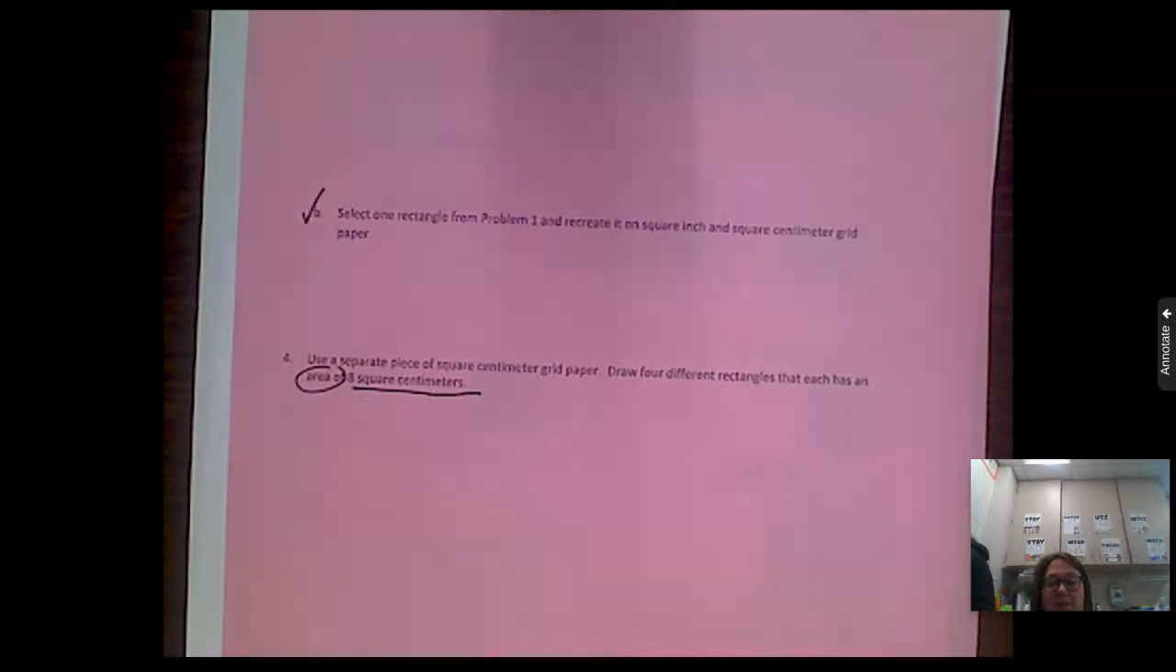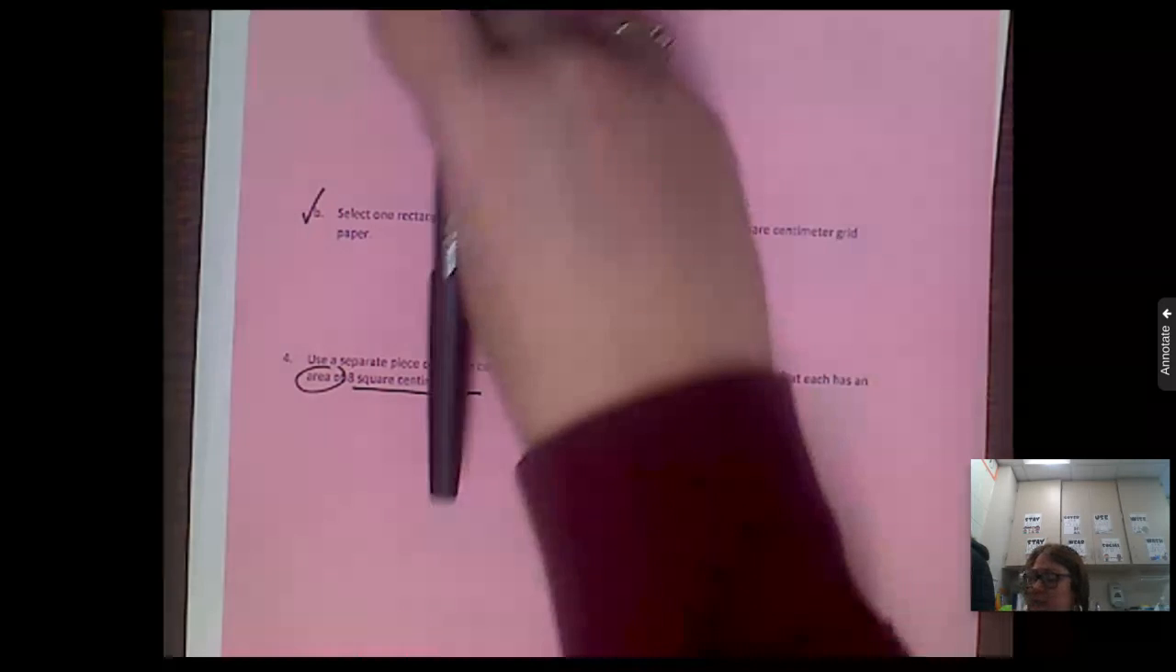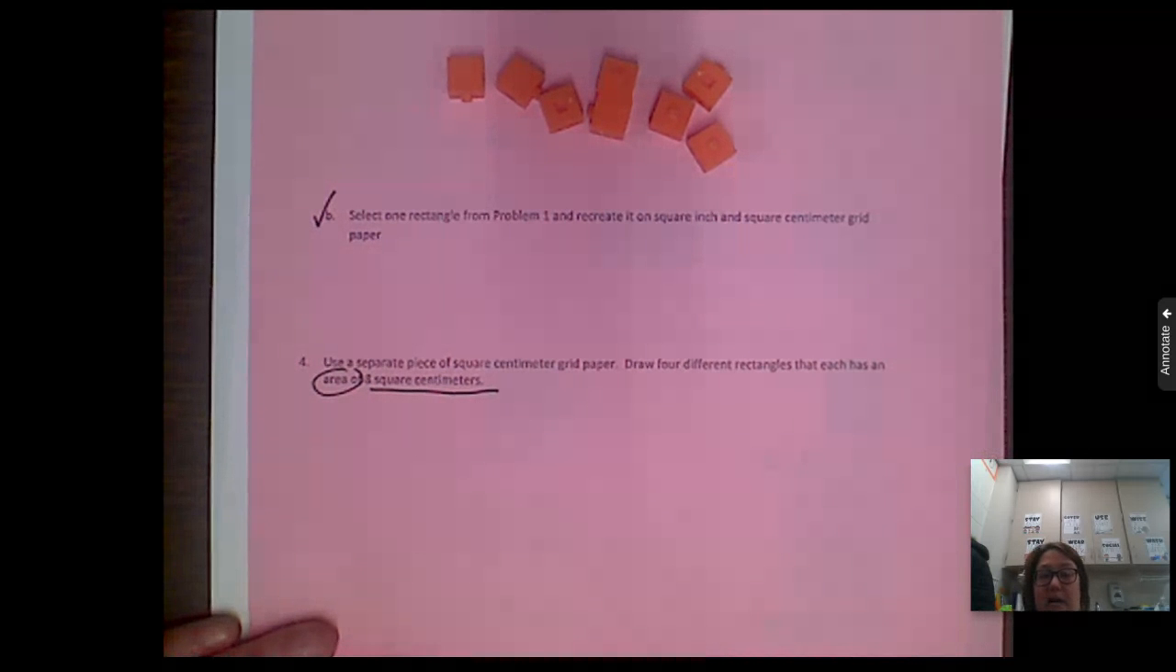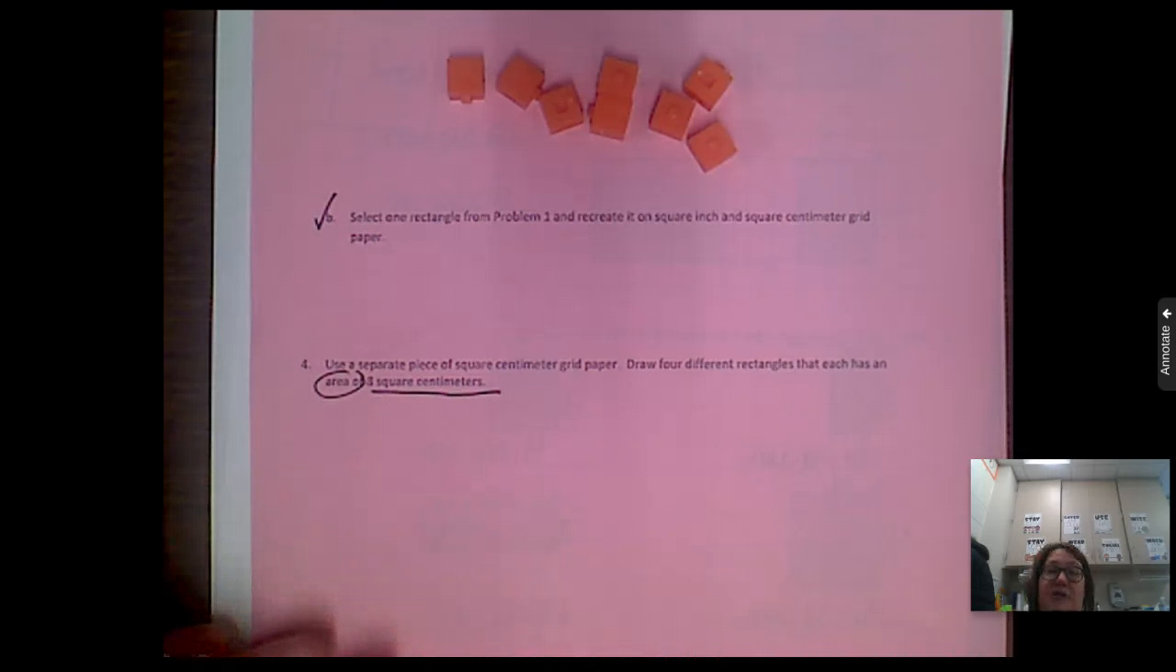So do you remember yesterday when I talked about how we can use tiles for this? You could take out 8 tiles, 3, 4, 5, 6, 7, 8. So you could take out your centimeter tiles and just build and see what you can come up with using 8 tiles. Make sure that obviously we have an equal amount in each row.